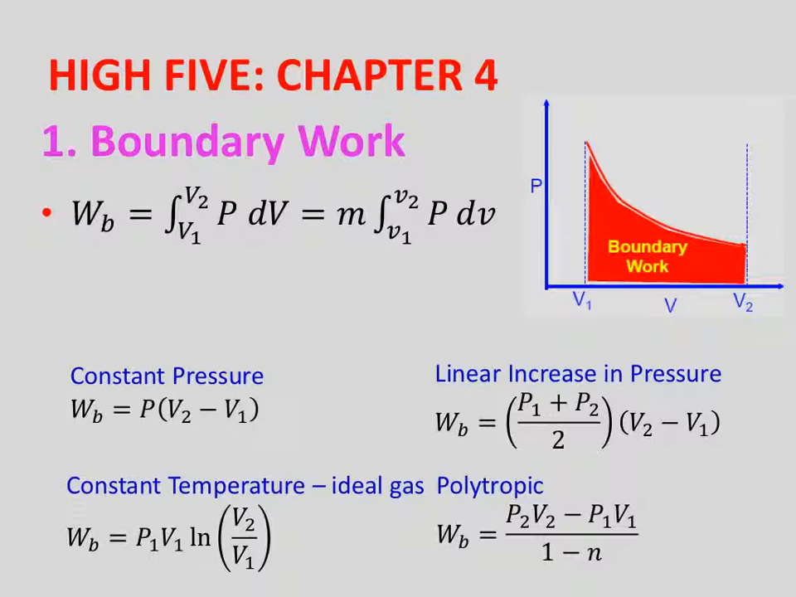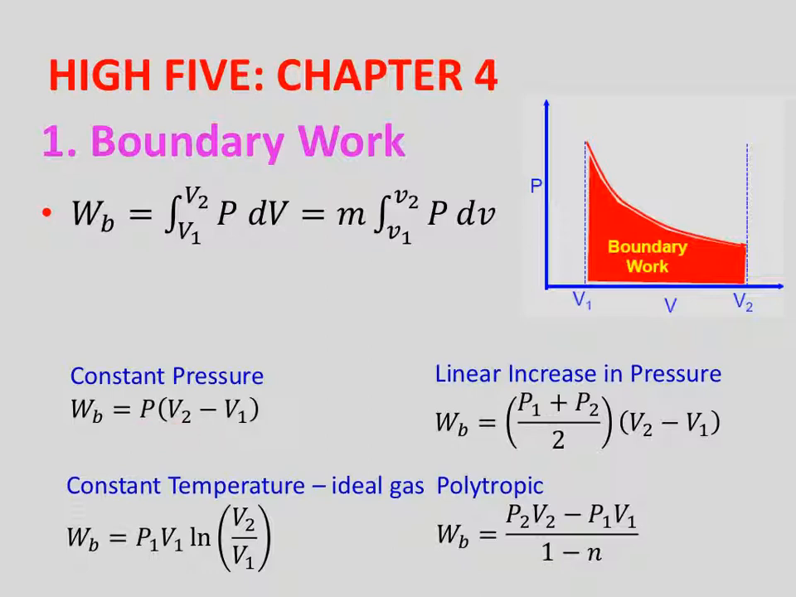We know that boundary work is equal to the integral of P dV using volume, or mass times the integral of P dV using specific volume. If there's a constant pressure process, you can pull the pressure out of the integral, and you end up with the boundary work equals the pressure times the change in volume.